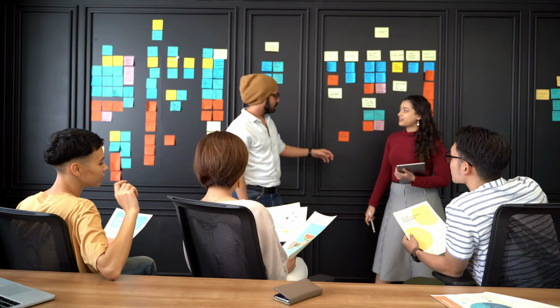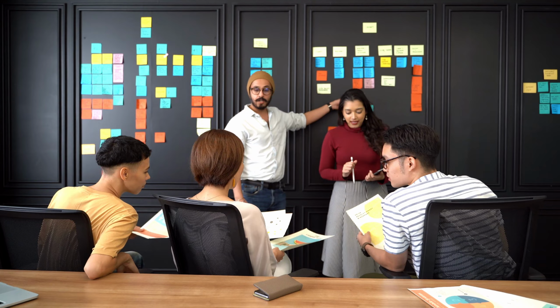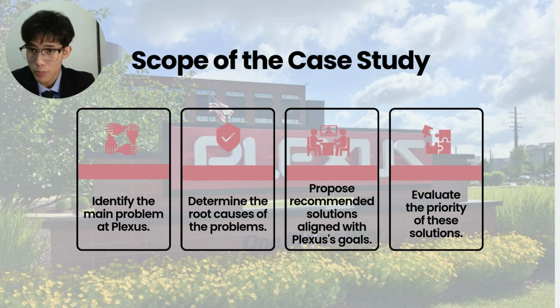Our focus was on identifying the main problems at Plexus and determining the root causes, for which we then propose recommended solutions to overcome these problems, and lastly evaluate the priority of these solutions by ranking them. And now, this study emphasizes the importance of mastering these tools to maintain competitiveness and operational efficiency in today's complex regulatory environment.